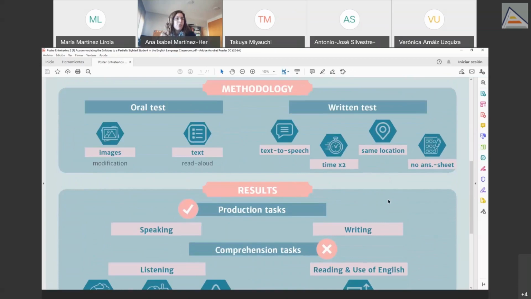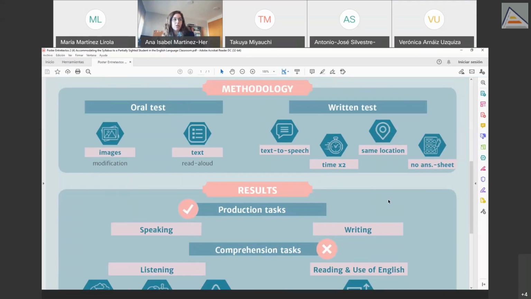So for the oral test, what we did, well, we usually have these images, and of course the partially sighted student could not see the images well. So what we did was we modified that activity, and instead of comparing and describing the pictures, the student just had to answer a question related to those pictures. So the teacher would describe the pictures for them, and the student would answer a question related to that topic.